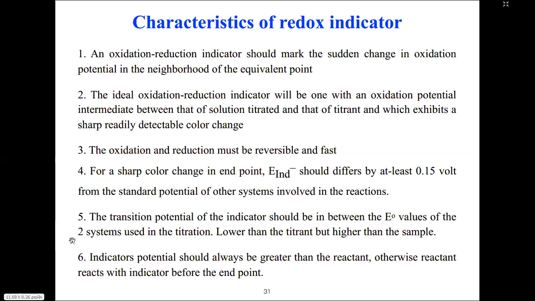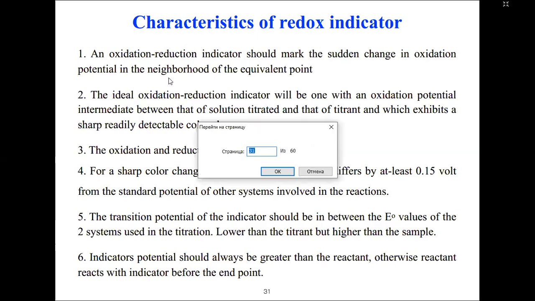Okay, and the indicator potential should always be greater than the reactant, otherwise the reactant reacts with the indicator before the end point. So the indicator potential should be greater than the reactant. That's what this slide is trying to say. Okay.